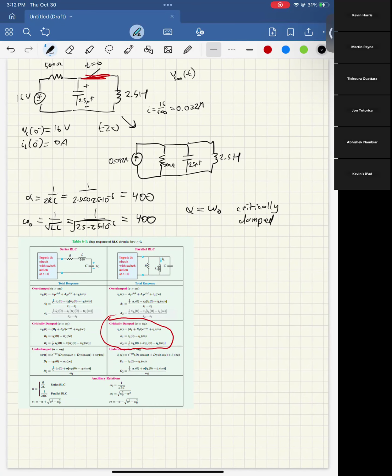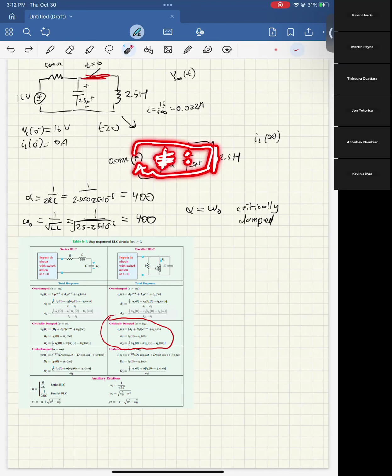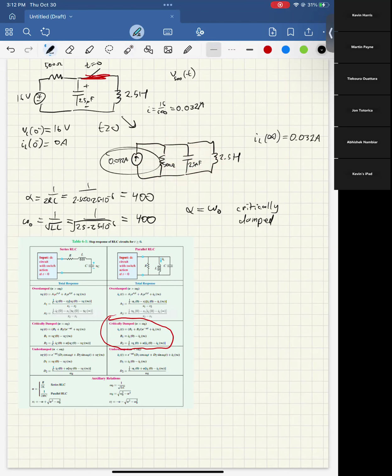So if we look at this, first let's find what IL of infinity is going to be. As time goes to infinity, this will act as an open circuit and this will act as a wire, right? Open circuit, let me use my laser pointer actually. Open circuit and a wire. If there's a wire here, all the current will end up flowing through the wire and skipping the resistor, right? So we know that our IL of infinity is going to be 0.032 amps because it'll just get all of the current from that current source.